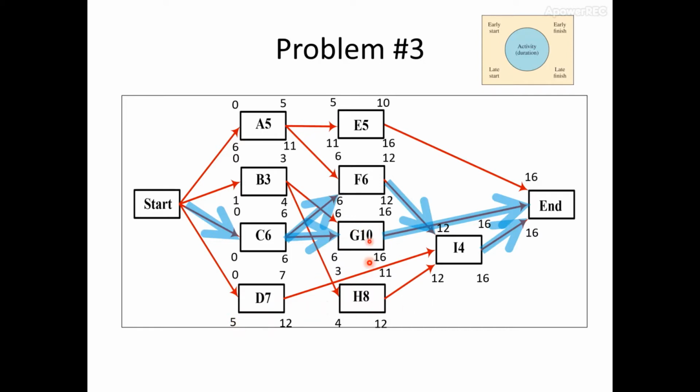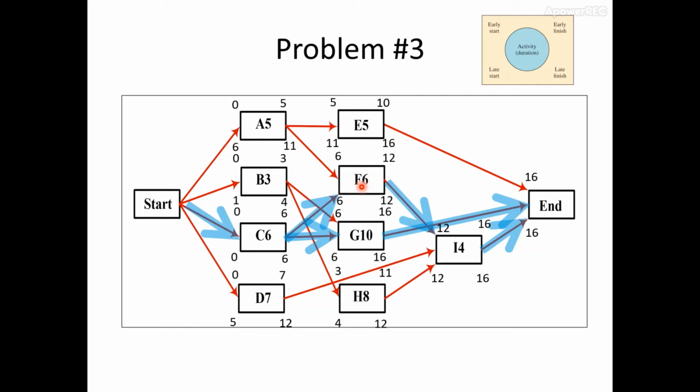So based on this calculation, you can easily identify the slack, which is the gap between the early start and late start, and early finish and late finish. So what is the slack on activities E, F, and H? So 16 minus 10 and 11 minus 5 are both equal to 6. So the slack for activity E is 6.